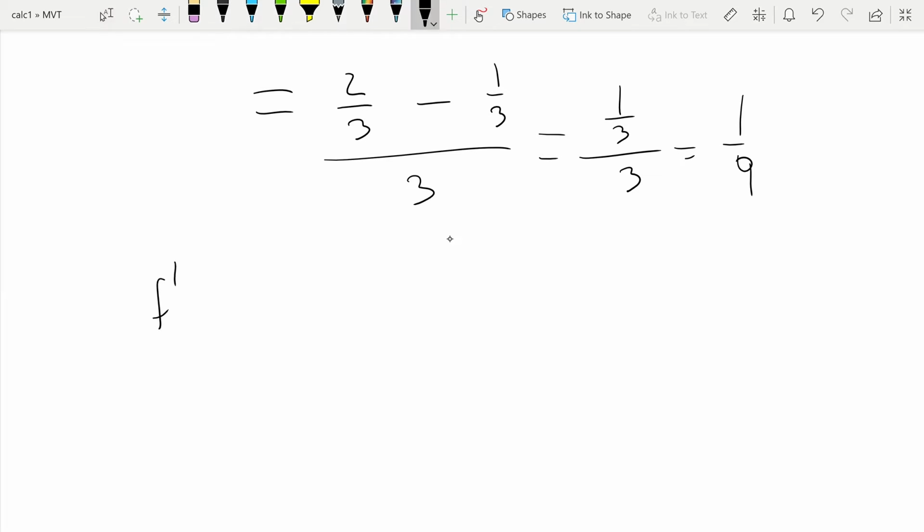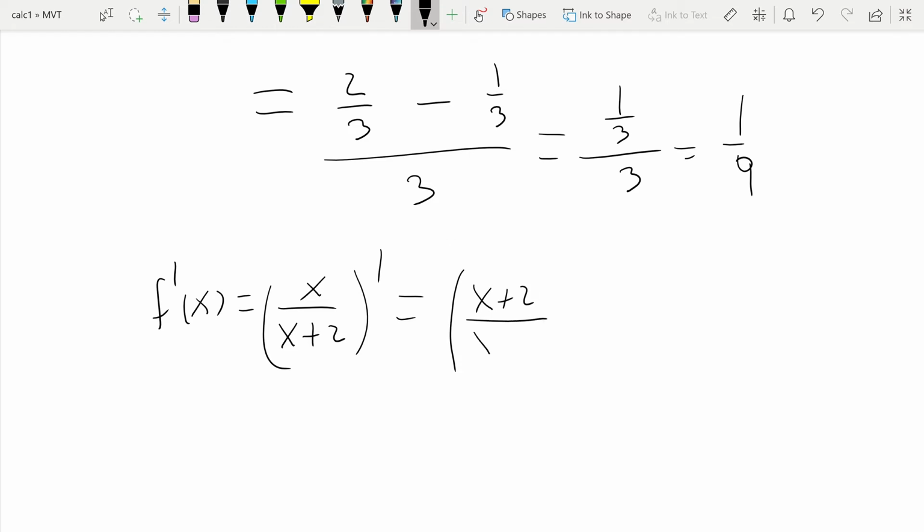So what is f prime of c? I mean, what is f prime of x in general? It's the derivative of x over x plus 2, and this asks us to apply either the quotient rule or simplify things a little bit. I know you already know the quotient rule and how to apply it very well, so I'm just going to go over a shortcut, because this is the kind of example that appears quite often in exams.